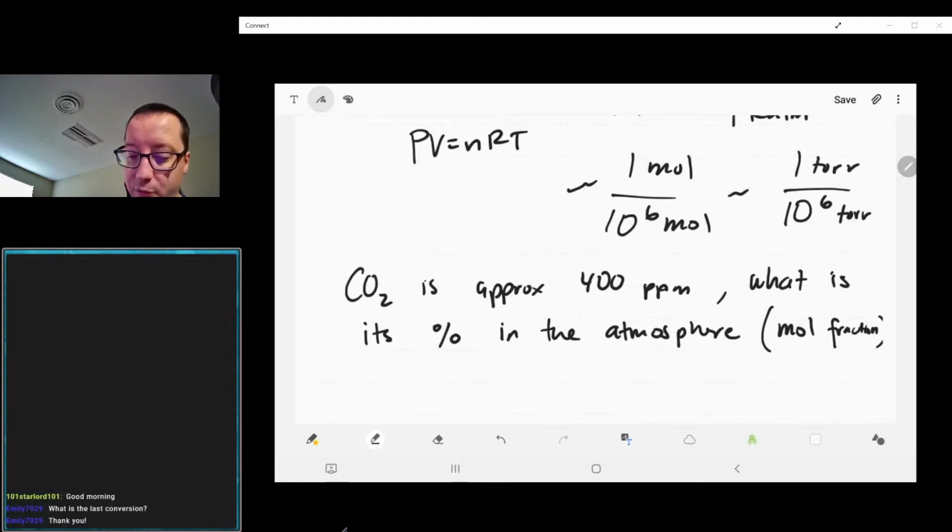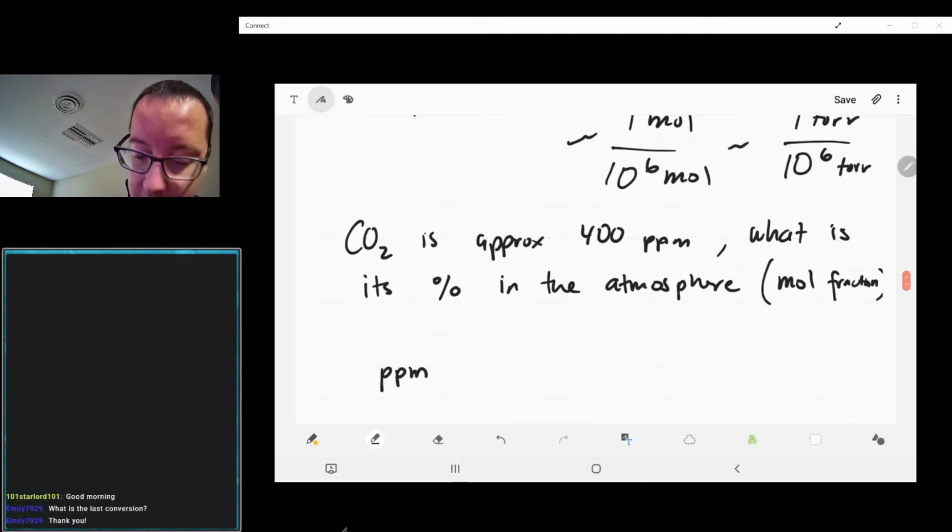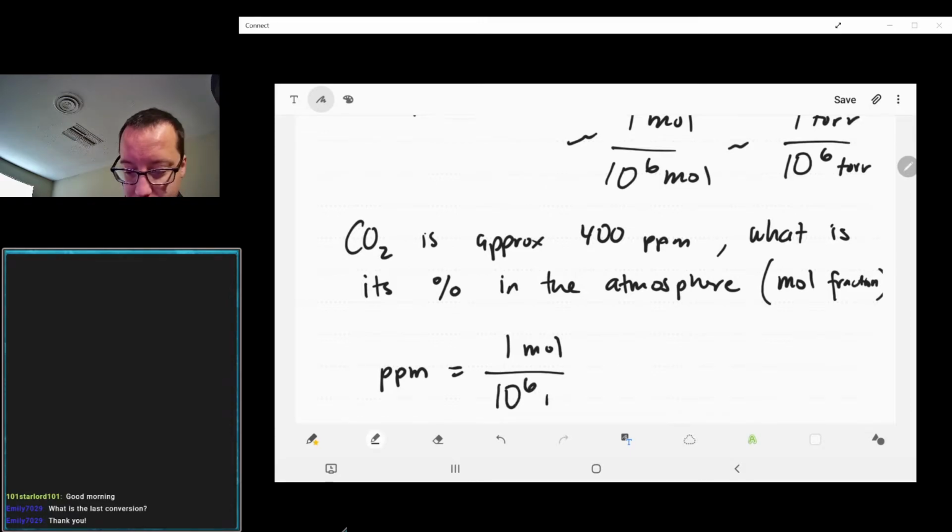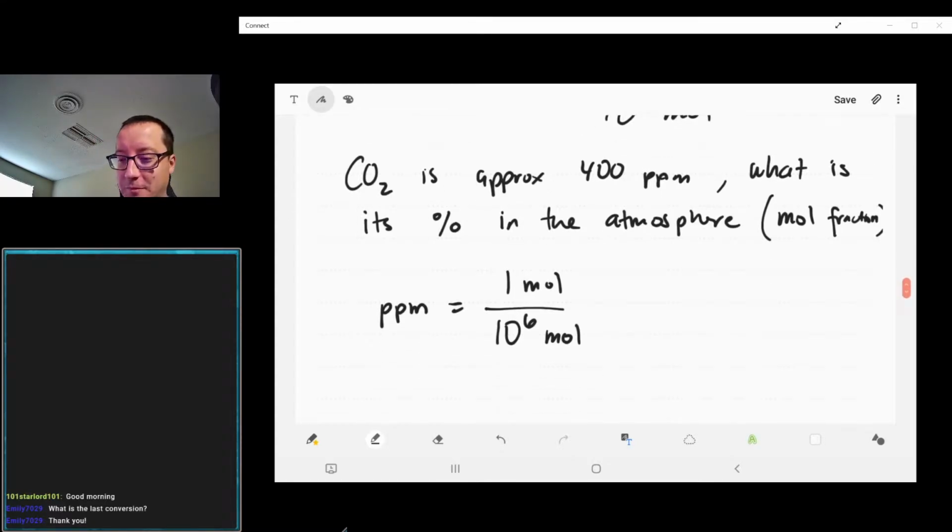All right, so if we know that a part per million is 1 mole per 10 to the 6 moles, that's a mole fraction, right? 1 out of a million is a mole fraction. It'd be 1 times 10 to the negative 6, right? It would be micro. With that, we can actually just plug this in directly.